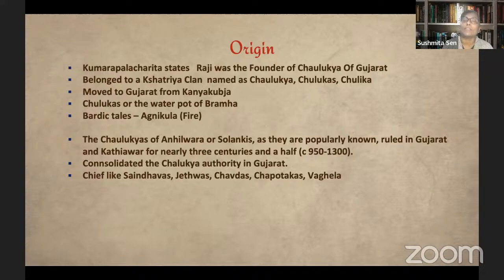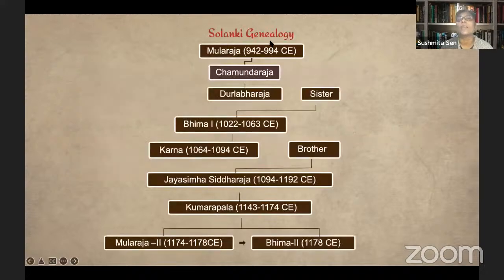And even the Bardic tales of the Chahmana dynasty, Chauhan dynasty, tells that they were born from Agnikula. So the Chalukyas of Anhilwada or Anhil Patana, or Solankis, as they are popularly known, ruled over Gujarat and Kathiawar for nearly 3.5 centuries, 950 to 1300 AD. They consolidated the Chalukya authority over Gujarat, and they defeated all these. They took over all these chief kingdoms like Sandhavas, Jaithwas, Charvadas, Chapotakas, and Vaghelas.